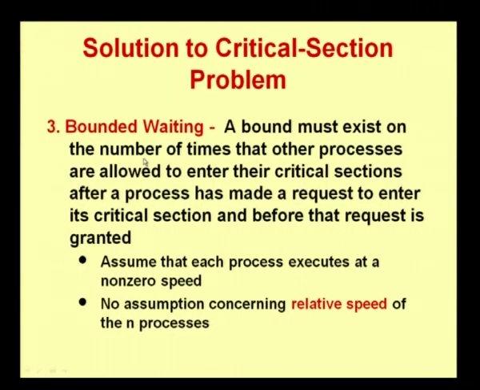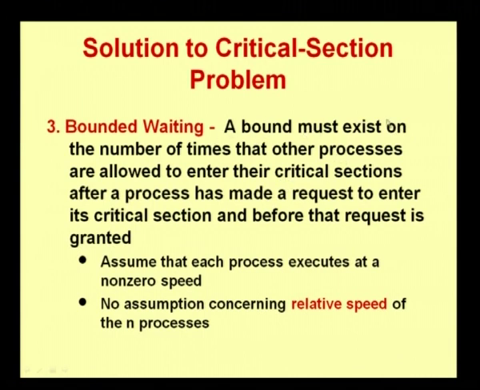The third solution is bounded wait. What is bounded wait? A bound must exist on the number of times that other processes are allowed to enter their critical section after a process has made a request to enter its critical section and before that request is granted. Assume that each process executes at a non-zero speed, with no assumption concerning the relative speed of the n processes.